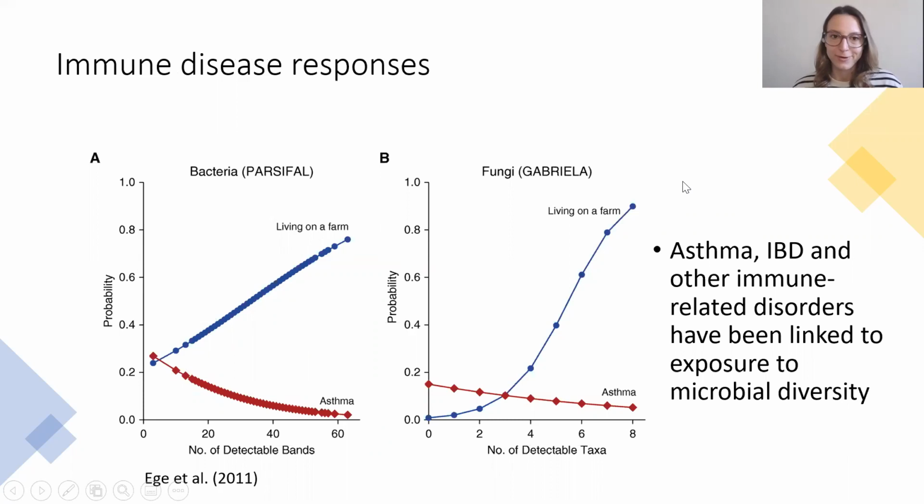And so the children that lived on farms had more exposure to these microbiomes, and they also had lower rates of asthma. So that was interesting. This is sort of where the hypothesis around microbial diversity really started to take off.